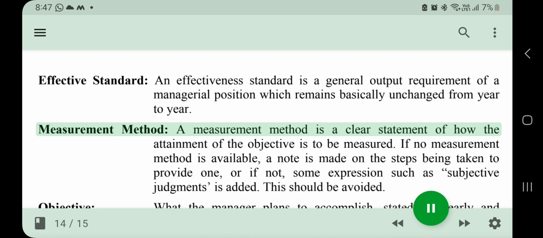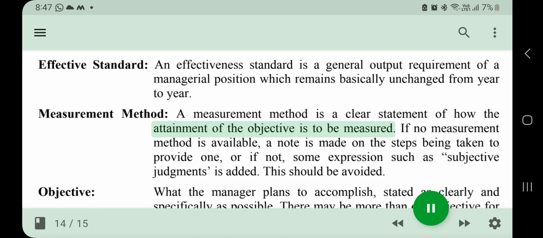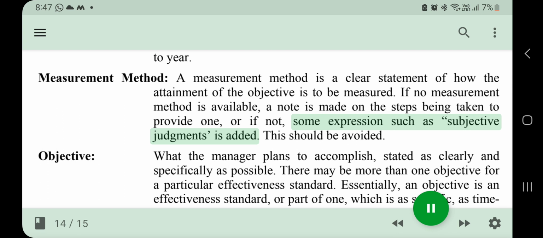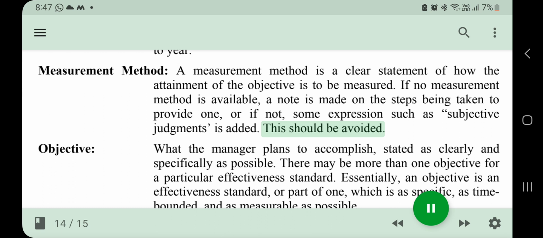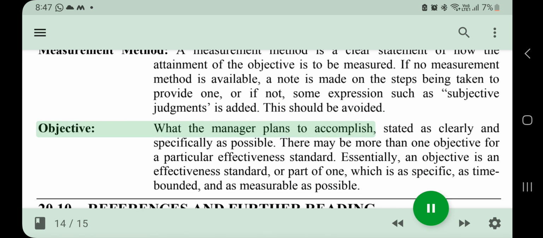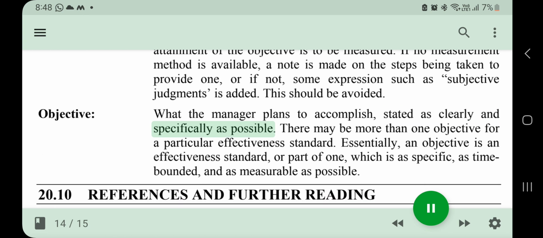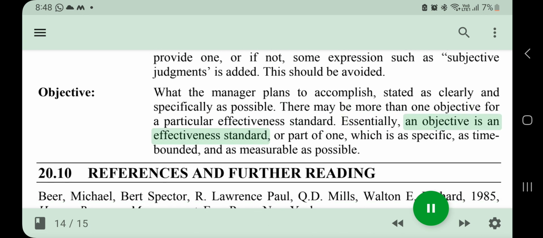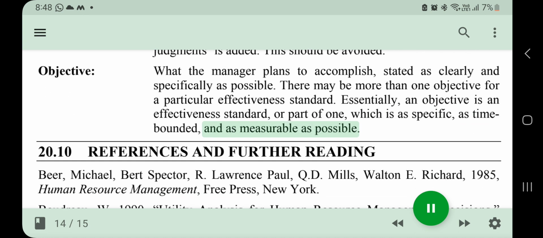Measurement method. A measurement method is a clear statement of how the attainment of the objective is to be measured. If no measurement method is available, a note is made on the steps being taken to provide one, or if not, some expression such as subjective judgments is added. This should be avoided. Objective. What the manager plans to accomplish, stated as clearly and specifically as possible. There may be more than one objective for a particular effectiveness standard. Essentially, an objective is an effectiveness standard, or part of one, which is as specific, as time-bounded, and as measurable as possible.